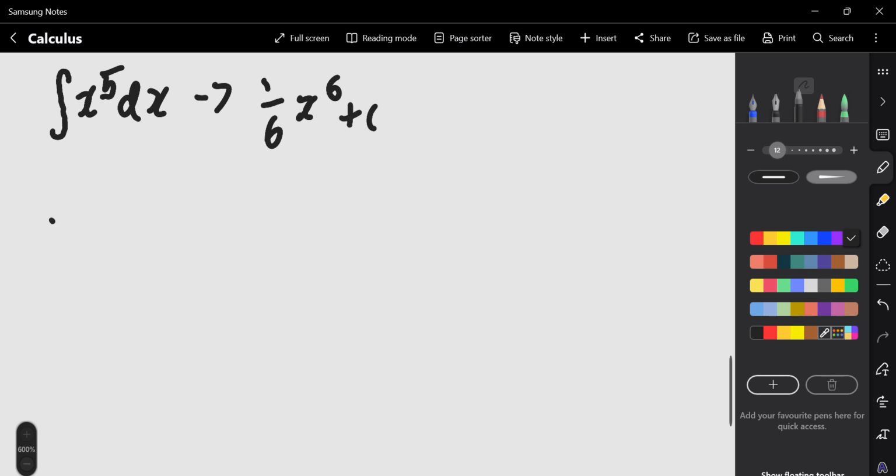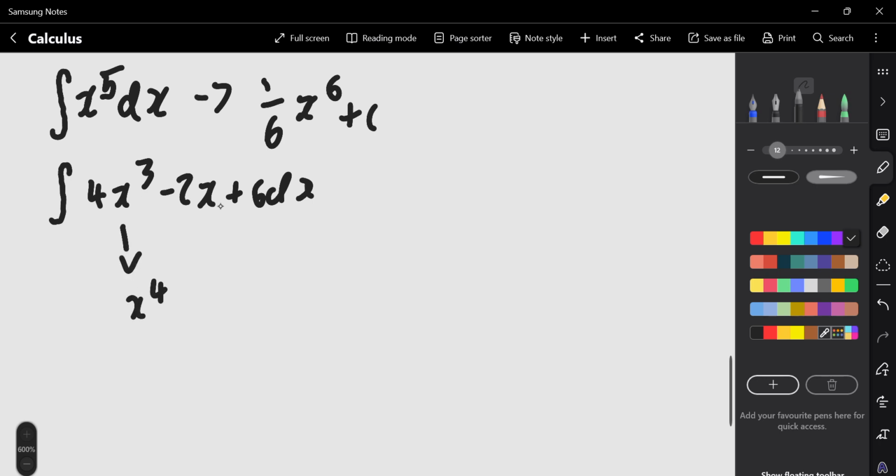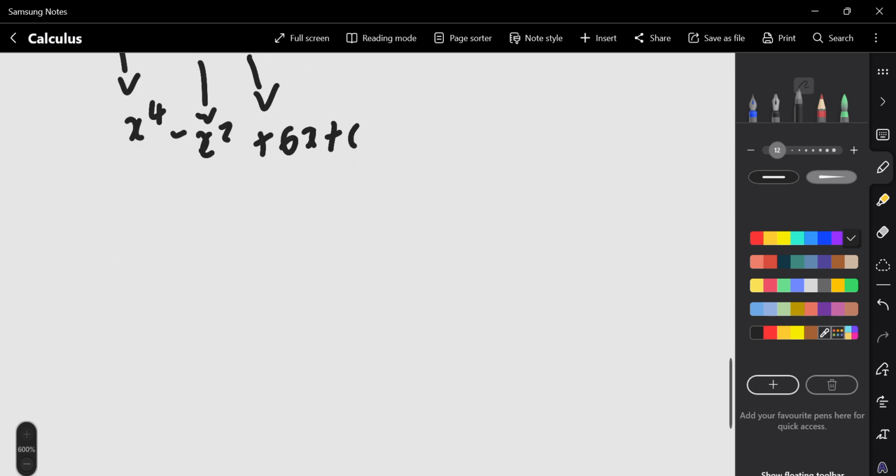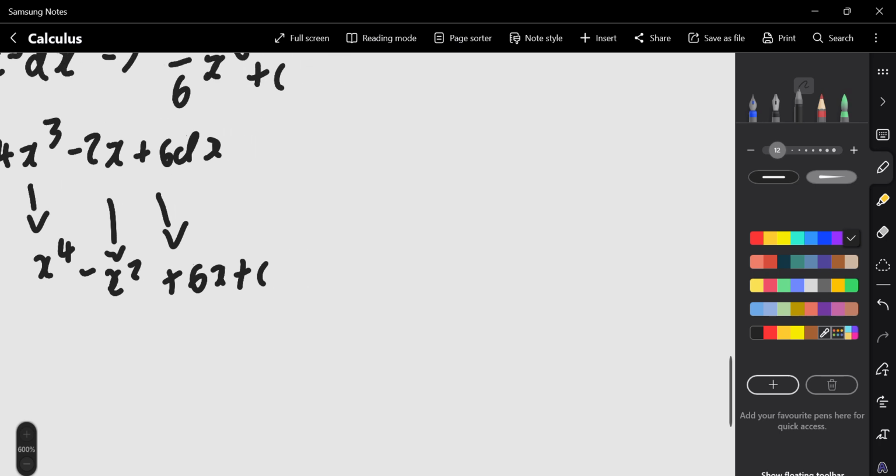Let's try a slightly longer one. Let's do the integral of 4x cubed minus 2x plus 6. Add 1 to the power, divide by the new power, you're going to get x to the power of 4. Add 1 to the power, divide by the new power, you're going to get minus x squared. This one is going to become plus 6x plus c.